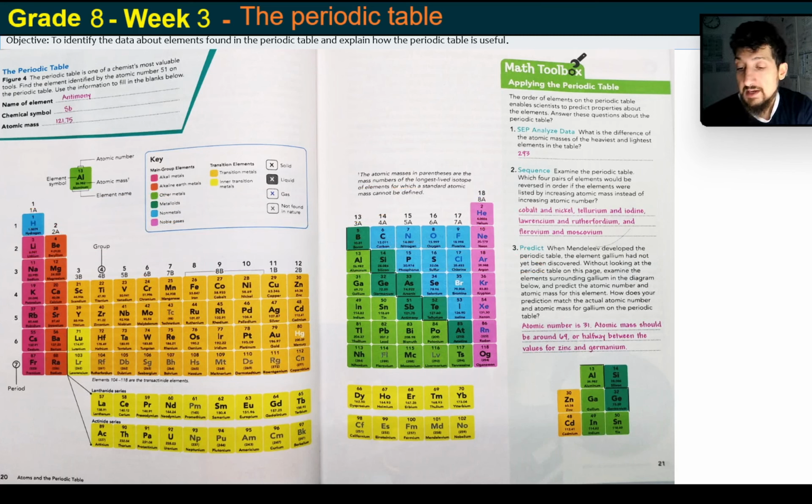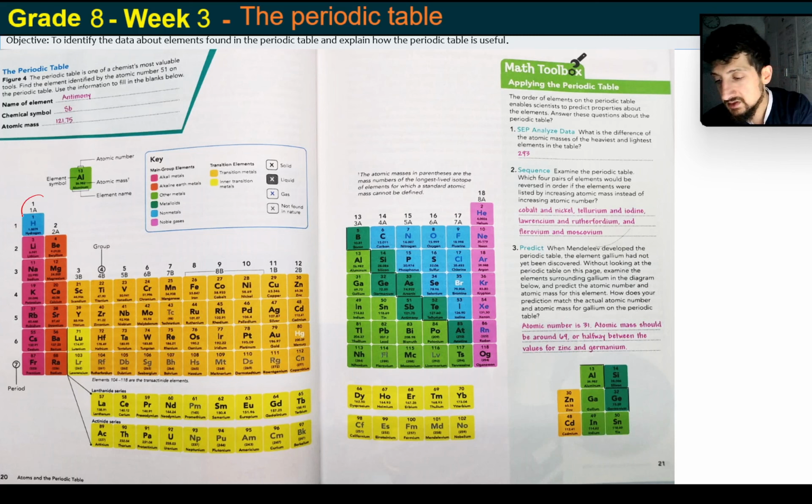It's arranged according to properties and according to atomic number. So first and foremost, the periodic table shows the elements according to increasing atomic number.